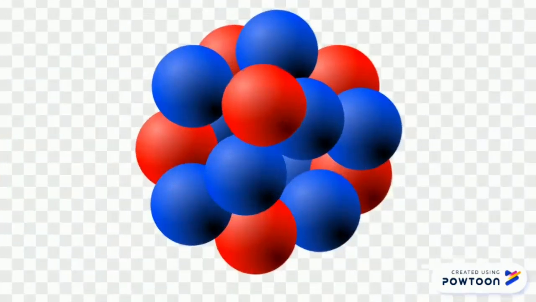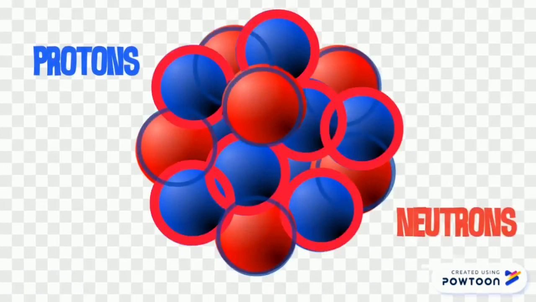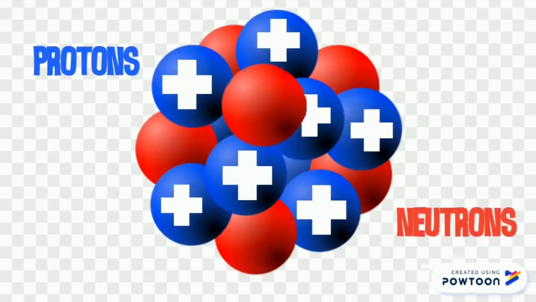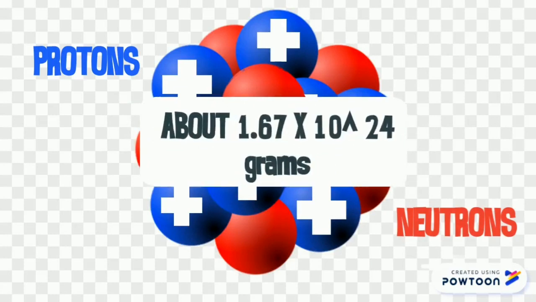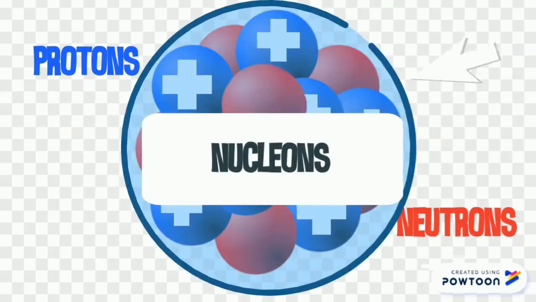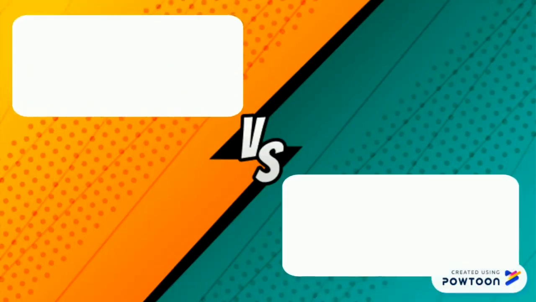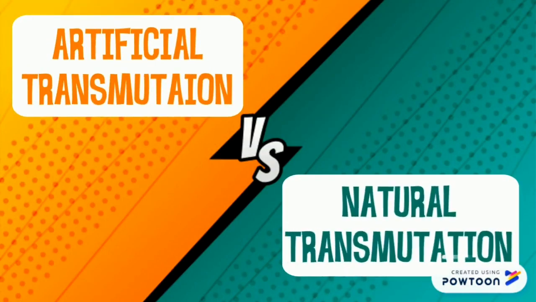The nucleus of any atom consists of protons and neutrons. Protons are positively charged, while neutrons are electrically neutral. Both protons and neutrons have relatively the same mass, and because they are both found in the nucleus, we call them nucleons. We have two types of transmutation: artificial transmutation and natural transmutation.